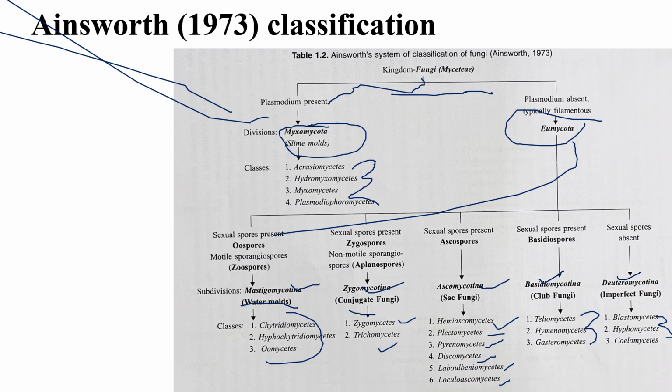Generally, Zygomycota are conjugation fungi, because male and female just combine to form a zygote, right? Ascomycota are called sac fungi because they produce a sac-like structure.